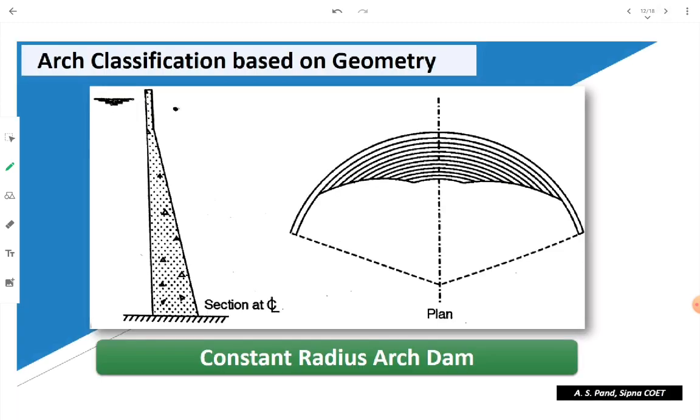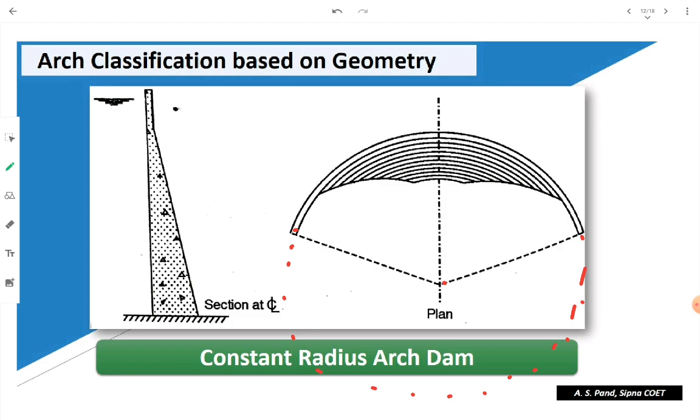Now let's take a look at how geometrically these arch dams have been classified. Now we are looking at a constant radius arch dam. To imagine this dam, you can imagine the dam as a section of a regular radius cylinder. Okay, it looks like a part of a cylinder. It looks like it has been cut from a regular cylinder which has a constant radius.